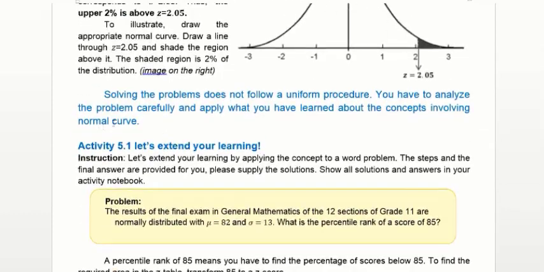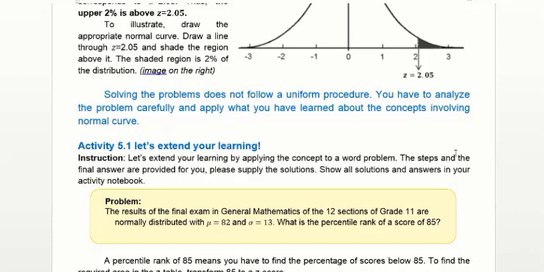Okay. So, meron tayong note dito, no? Solving the problems does not follow a uniform procedure. You really have to analyze the problem carefully and apply what you have learned about the concepts involving the normal curve. Kumbaga pa, guidelines lang to. Walang solid na process or steps ang pwede mong i-follow. Something that could help you, but not exactly if i-follow mo siya thoroughly, makukuha mo all the time ang answer, no. Okay, so it differs from time to time. So let's try this one though.